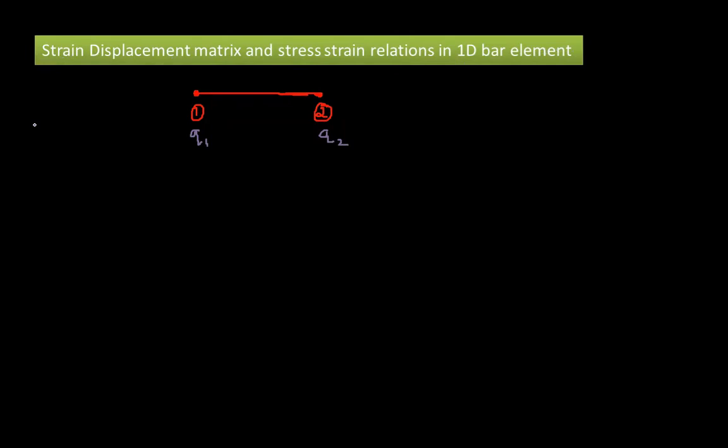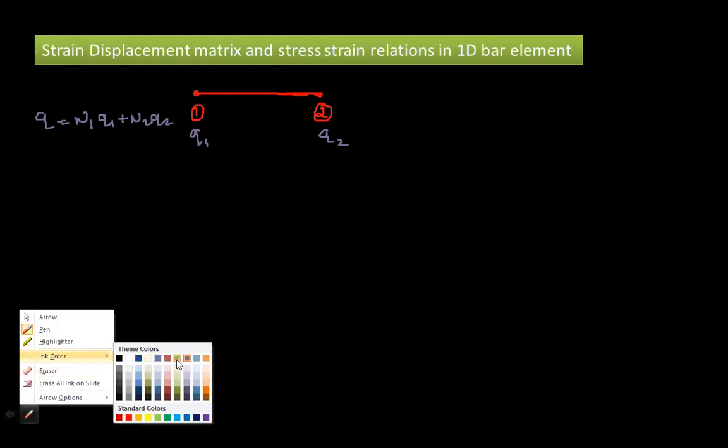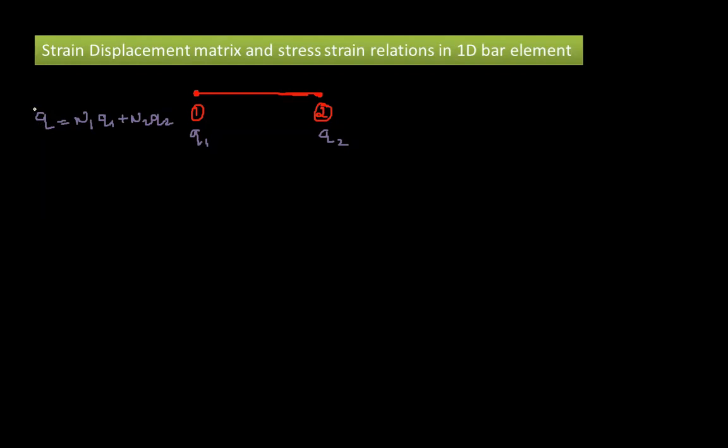So in the last session, we defined that the displacement function Q is a function of the shape functions: N1 Q1 plus N2 Q2. So there are two shape functions here, and those two shape functions can be expressed here. I know that N1 is 1 minus zeta by 2, and N2 is equal to 1 plus zeta by 2.